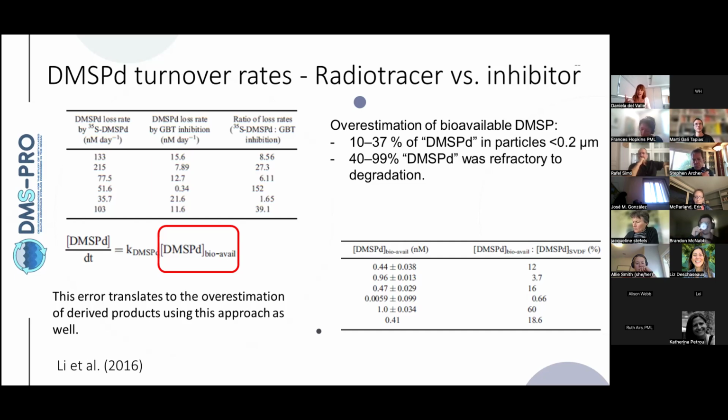And not only that, but if we are using this approach to quantify production rates of any of the products from dissolved DMSP transformation, for example, DMS production from DMSP, we are also carrying over that error. So we are also overestimating those other processes.